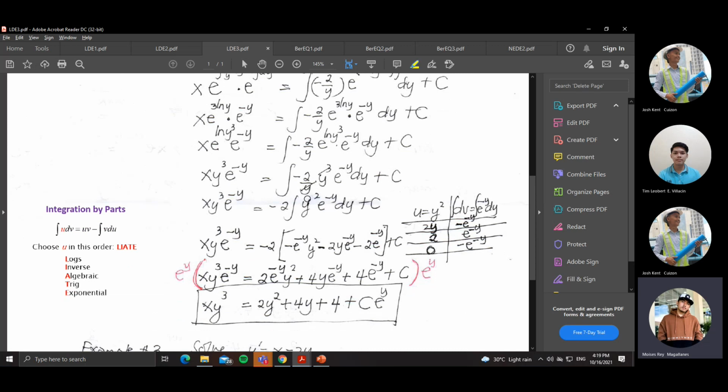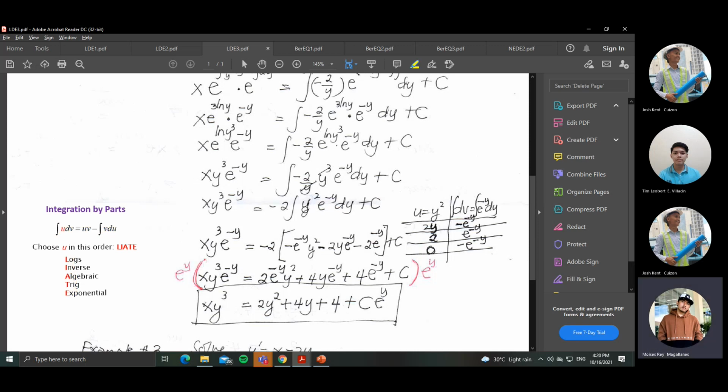Then if we integrate that, this is not easy to integrate directly. We should integrate this by integration by parts. And our formula for that is integral of u dv equals uv minus integral of v du. Then the choice of u depends on the order.